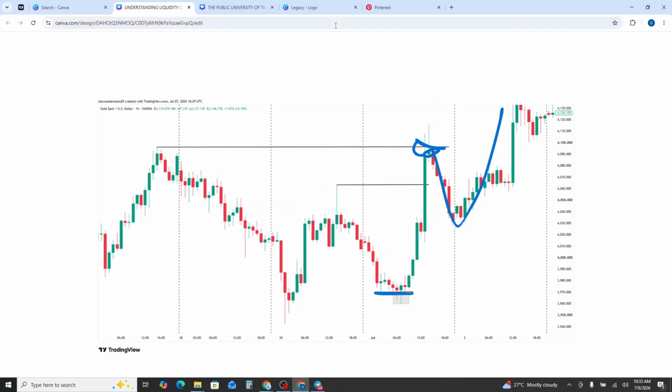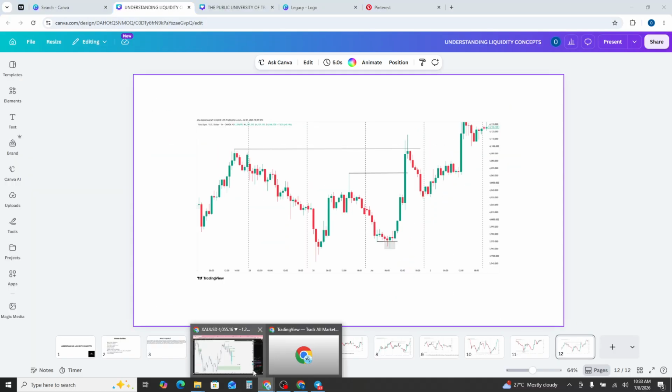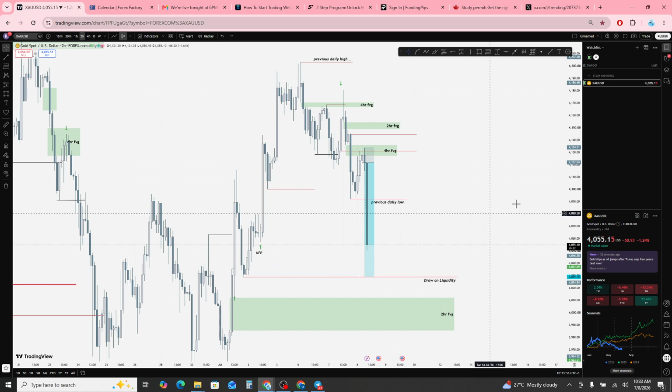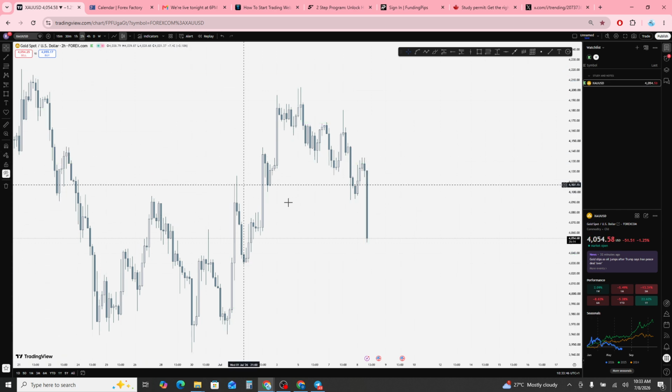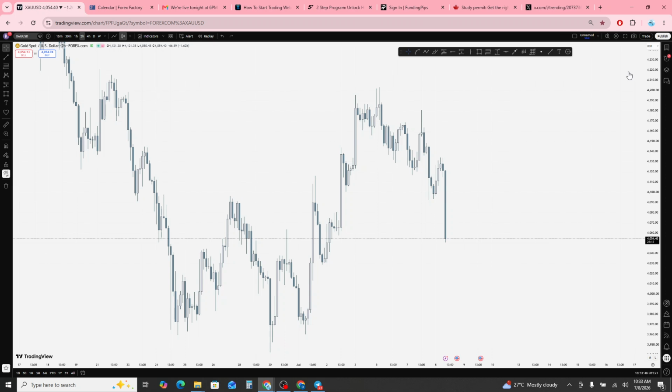So I want to show you a trade I got today. This is gold. I got this gold sell today. And I want to show you basically everything there. It's based on liquidity pairing. So how did it happen? Look at it. We took out this high on Monday when we woke up. So that is previous daily high being taken out.